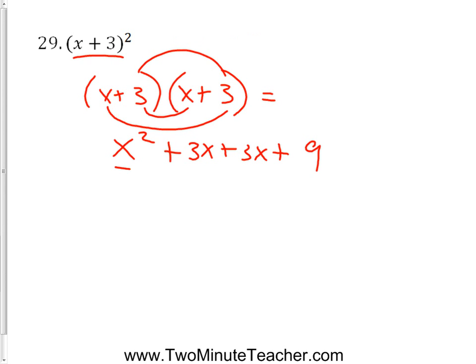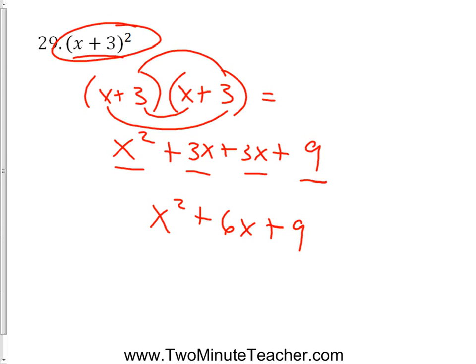So the first was x squared, the outside, the inside, and the last. And when you put it all together, it's x squared plus 6x plus 9. Be careful you don't just jump to the conclusion that it's x squared plus 9, or you'll be missing out on this part right here.